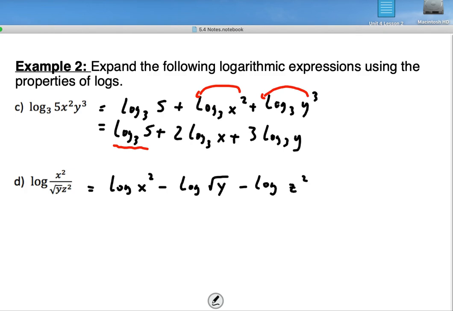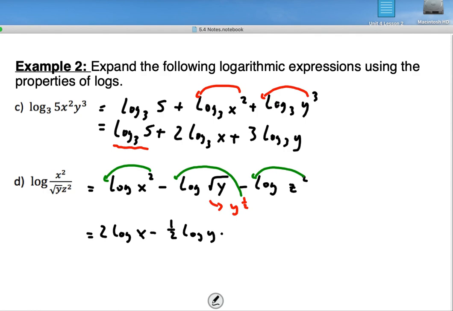Now we're going to move our powers out, but before we do that, we're going to recognize that the square root of y there is y to the 1/2. So moving your powers down in front, you've got your 2 to move out, you've got your 1/2 to move out, and you've got your 2 to move out. So let's do that. We get 2 log x minus 1/2 log y minus 2 log z.